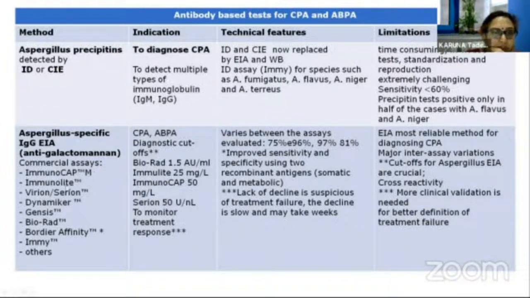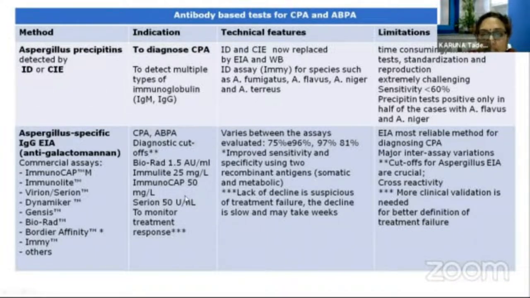In that ImmunoCAP, we have ImmunoLite, Virion or Serion, Dynamiker, Bio-Rad, IMI, and others. They give diagnostic cutoffs which can be followed, and some are helpful to monitor the treatment response. But again, the sensitivity and specificity vary, and they improve if we are using recombinant antigens. And there is a lack of decline observed if there is suspicion of treatment failure.